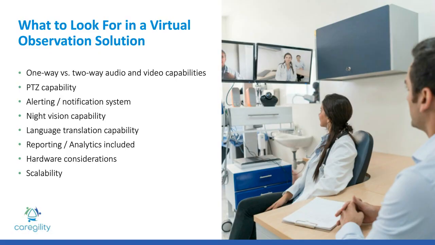So when you start to look at virtual observation solutions, there are a few things to consider. You may want to think about things like one-way versus two-way audio and video capabilities. At minimum, it's important to have one-way video and two-way audio so the patient can be redirected appropriately and those kinds of things. Two-way video is not always necessary, although it is sort of a nice to have.